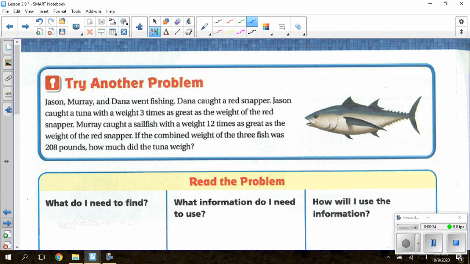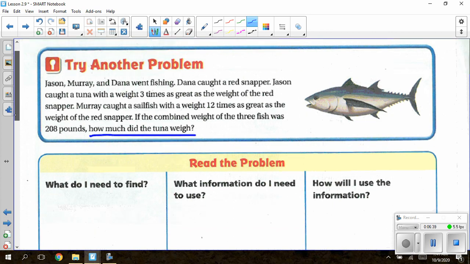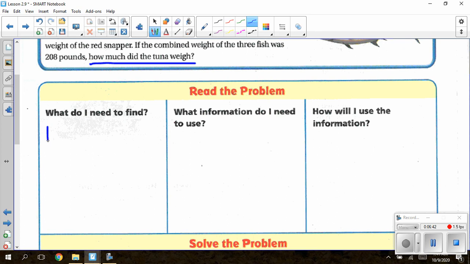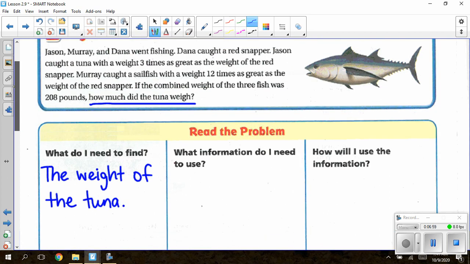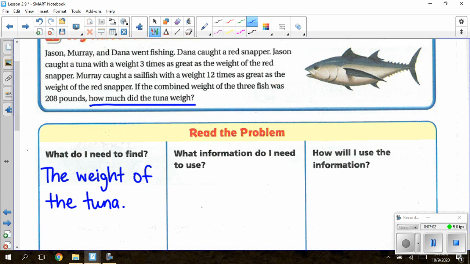So by looking at that final question, they're asking only how much the tuna weighs. So what do I need to find? The weight of the tuna. So now what information do I need to use? So ladies and gentlemen, I need to make sure that I know that Jason caught a tuna with a weight 3 times as great as the weight of the red snapper.